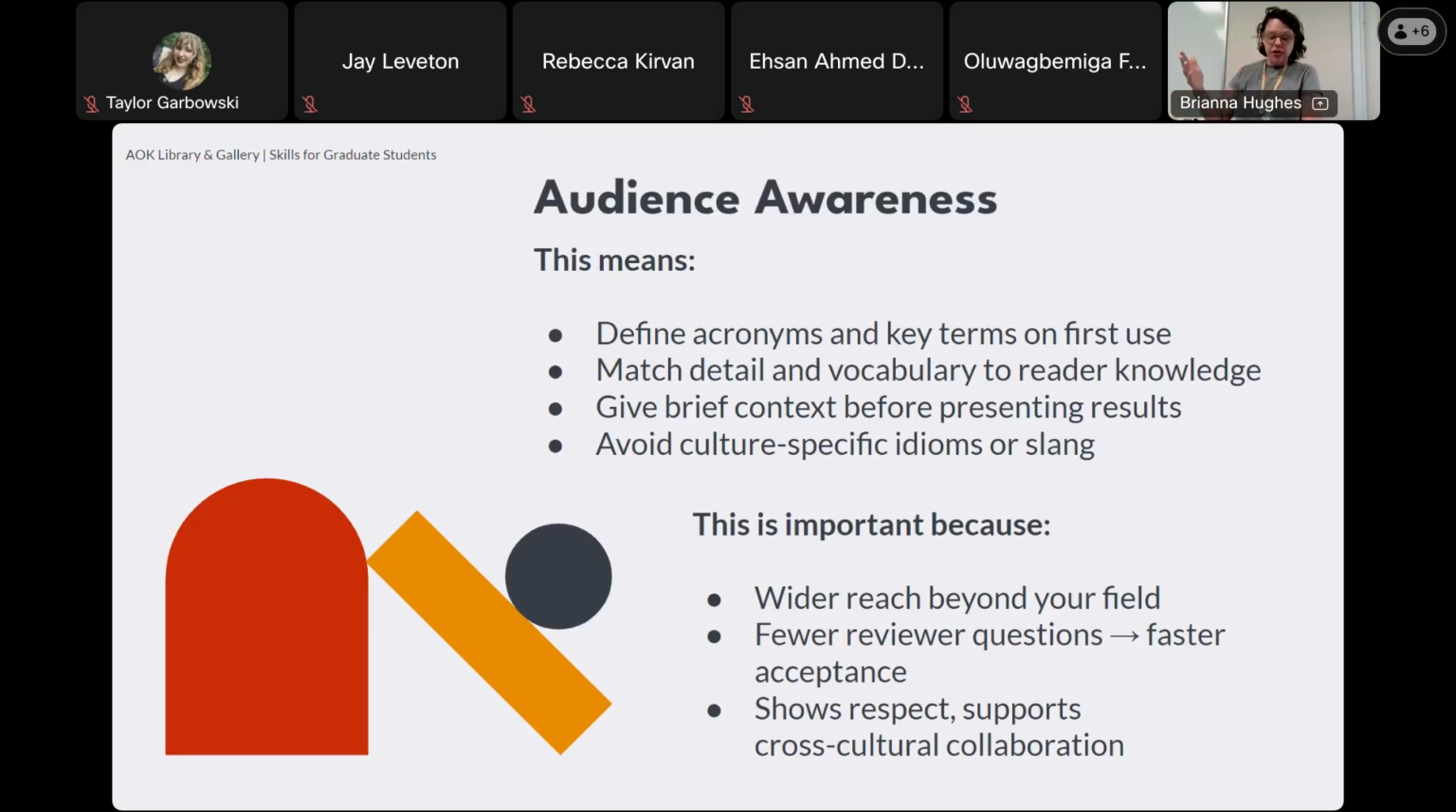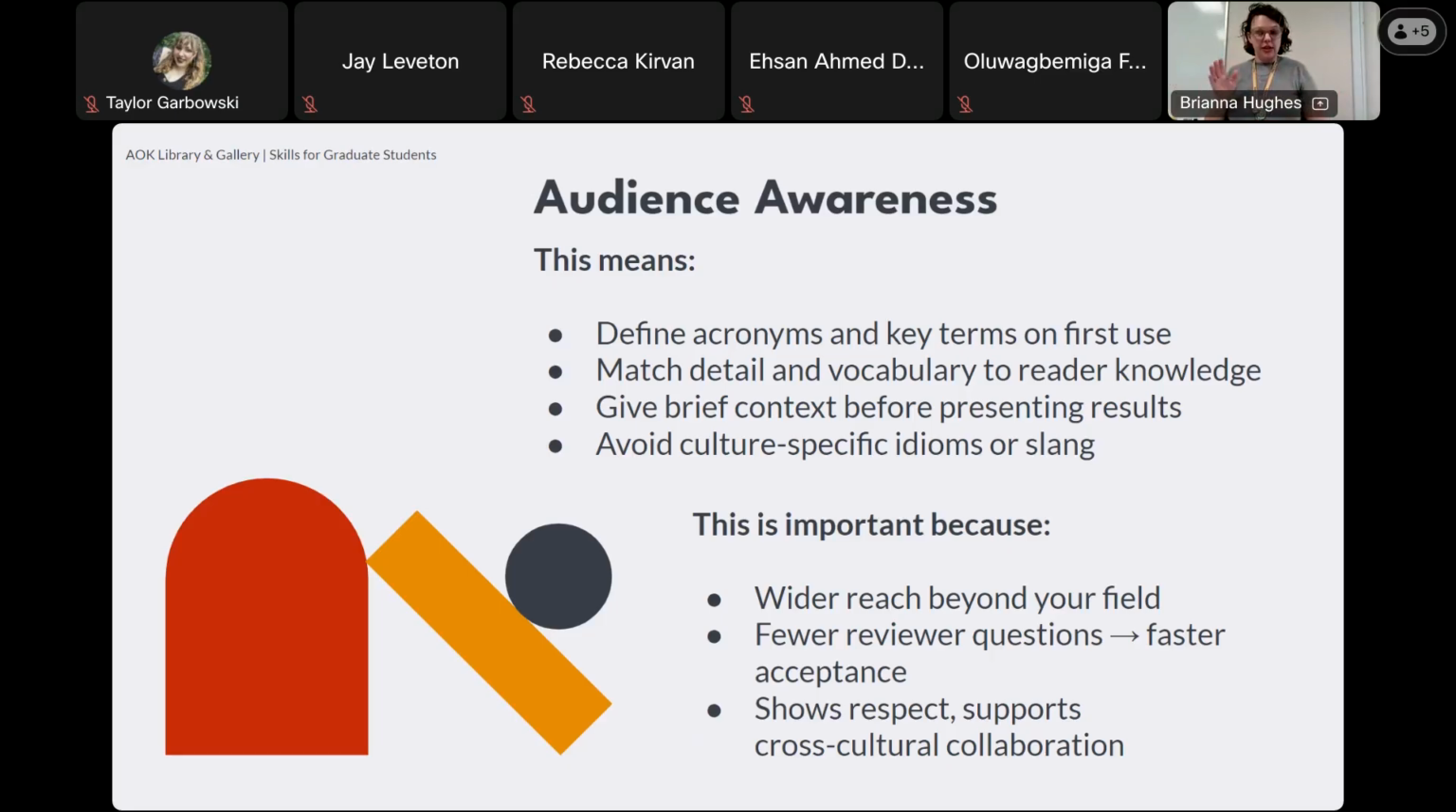It also reduces, when you're working with a reviewer, the need to do a back and forth, which can sometimes lead to faster acceptance or inclusion into a journal. And then it also really supports cross-cultural or cross-discipline collaboration. So by making your piece of writing as accessible to the widest scope of audience as you can, you really show that you respect other readers, respect folks in different disciplines.